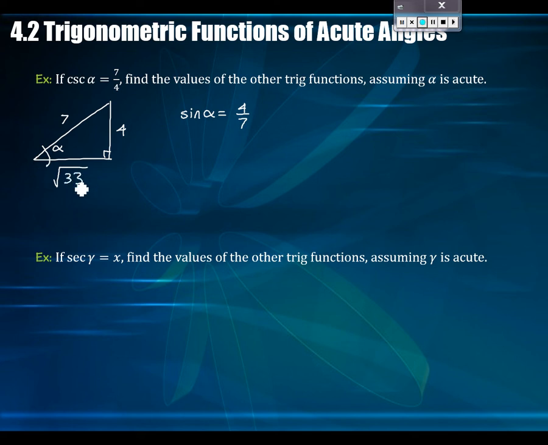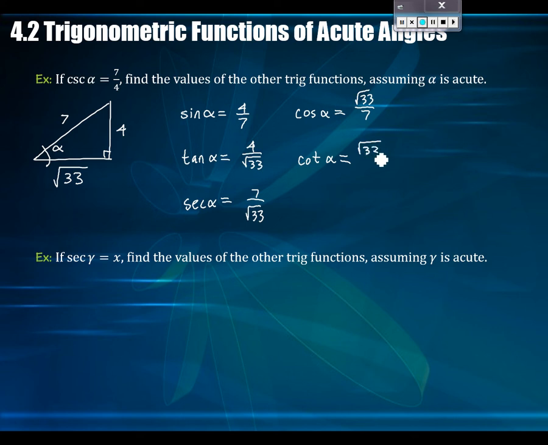All right, so I got the sine, I got the cosecant. What else do you want to tell me? How about the cosine? The cosine is root 33 over 7. And while we're at it, the secant is 7 over root 33. And tangent is 4 over root 33, and cotangent is root 33 over 4.